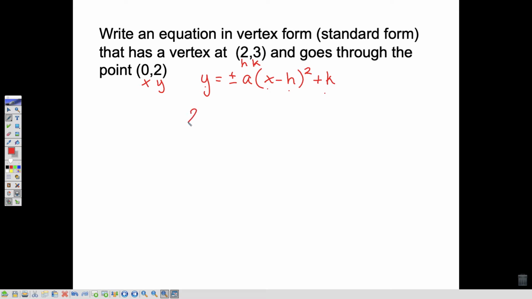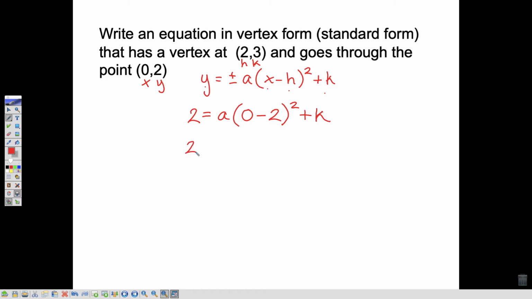Okay, so I have 2. So Y is 2 equals A. And don't worry about the plus or minus because the math will make the plus or minus happen. Okay? And then X minus H squared plus K.